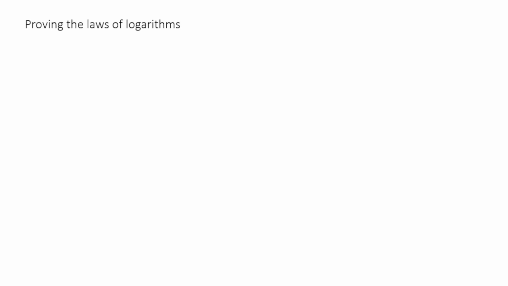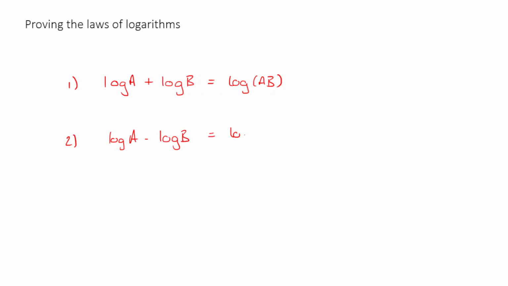First law: if I have the log of A plus the log of B, then this is equal to the log of A times B. Second law: if I have the log of A minus the log of B, then this is equal to log A divided by B. Okay? So if I've got log A plus log B, I multiply A and B, so I get log AB. If I've got log A minus log B, then I have the log of A divided by B.